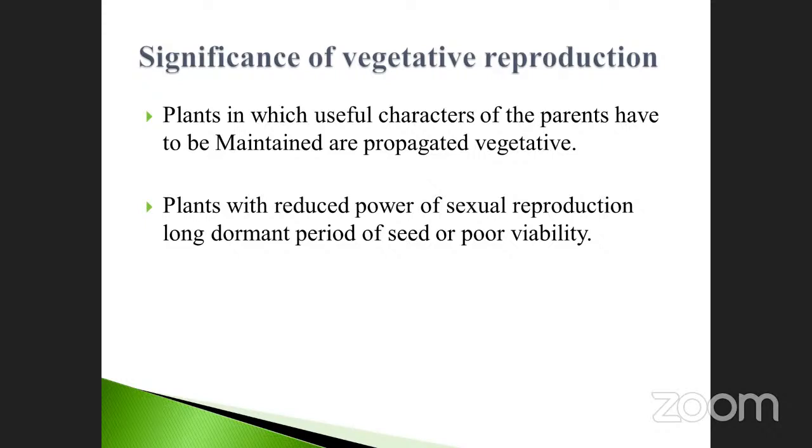The second one is the long dormant period of seeds. What is the meaning of long dormant period? Take an example of lotus. It has a long dormant period. Even many pollen grains have dormant periods. For example, crude oil contains many pollen grains. The pollen grains are inactive, at the same time dormant in nature. If placed in favorable conditions, they will grow into a new plant.